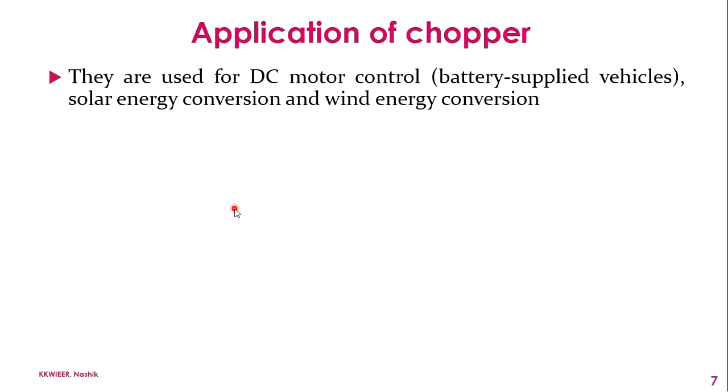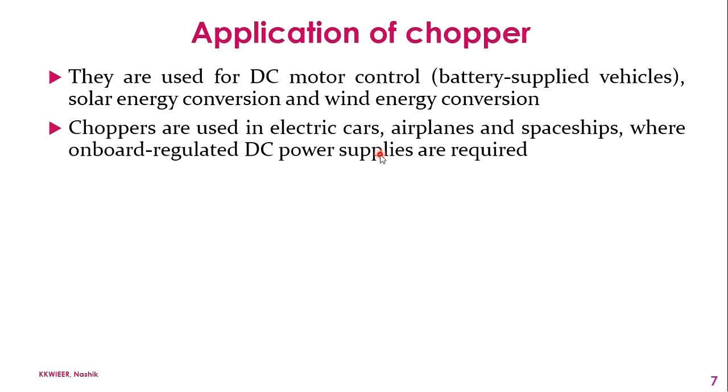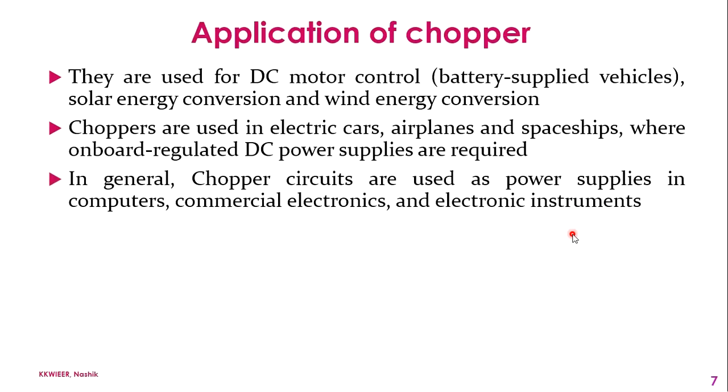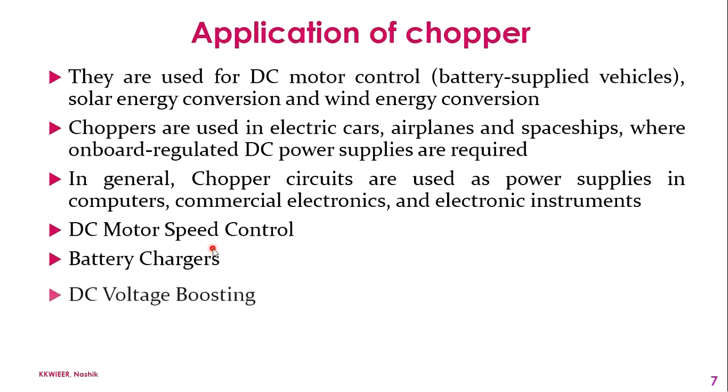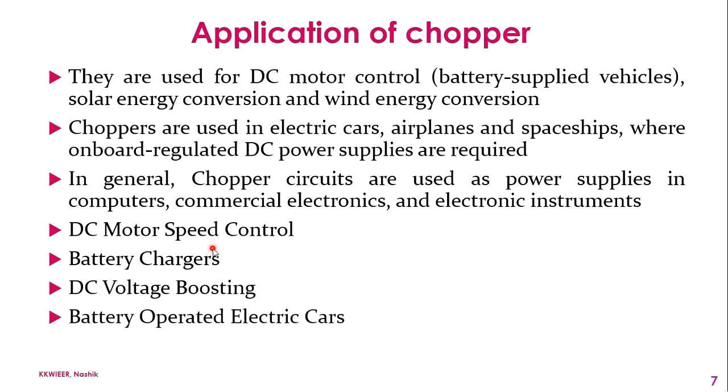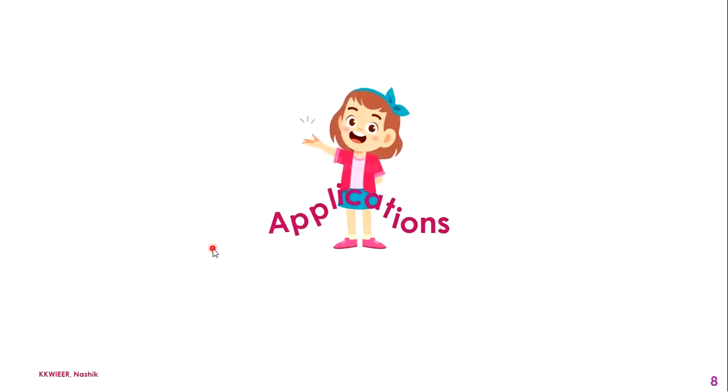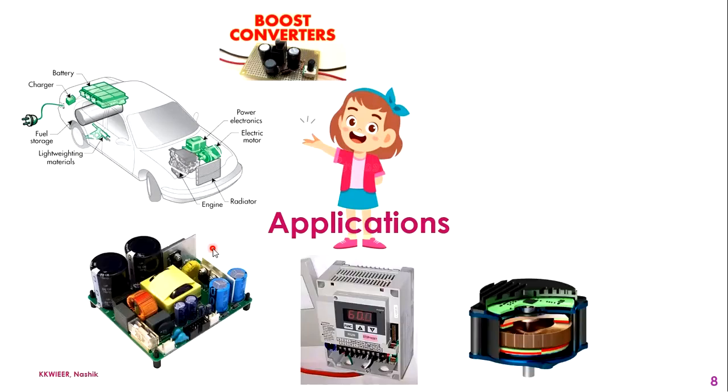So what are the applications? Choppers are used for DC motor control, battery supplied vehicles, solar energy conversion. Choppers are used in electric cars, airplanes, spaceships, wherever an onboard regulated DC power supply is required. In general, chopper circuits are used as power supplies in computers, commercial electronics and electronic instruments. They can be used in DC motor speed control, battery chargers, DC voltage boosting, battery operated electric cars, etc. Here I will show you different applications of DC choppers.